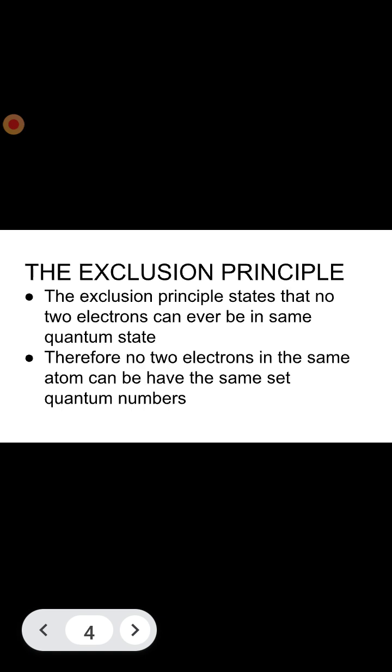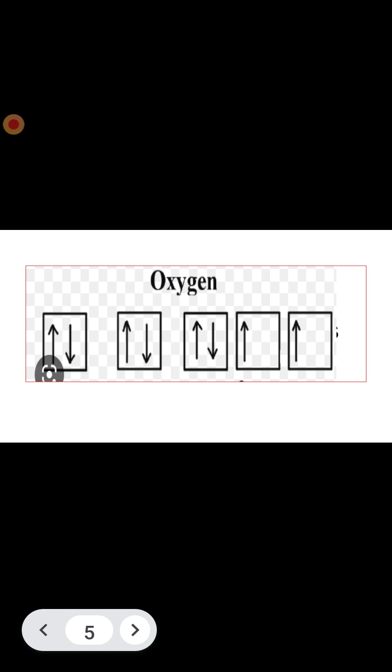Pauli's exclusion principle states that no two electrons can ever be in the same quantum state. That is, simply we can say that no two electrons in the same atom can have the same set of all four quantum numbers. For example, let us consider the case of oxygen. We know that oxygen has an atomic number of 8. The subshell electronic configuration is 1s2, 2s2, 2p4.